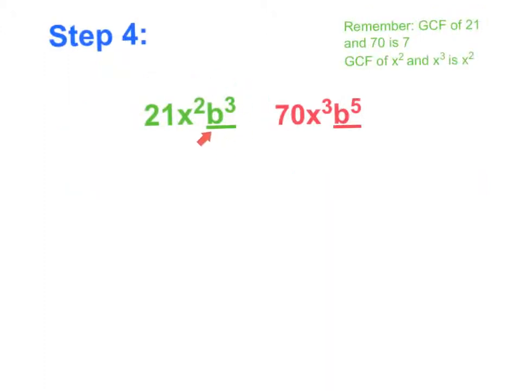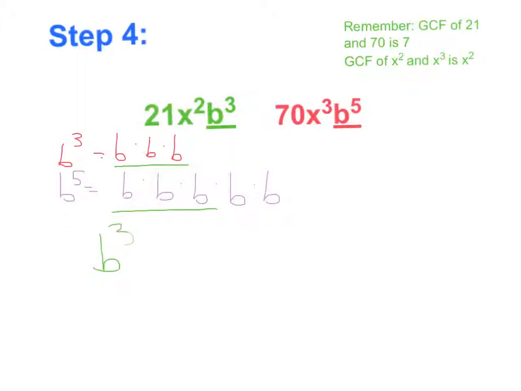Lastly, we have to deal with the b cubed and the b to the power of 5. B to the power of 3 is equal to b times b times b, because cubed means b times itself 3 times. B to the power of 5 is equal to b times b times b times b times b. What they have in common is 3 of the b's, so b cubed is their greatest common factor.